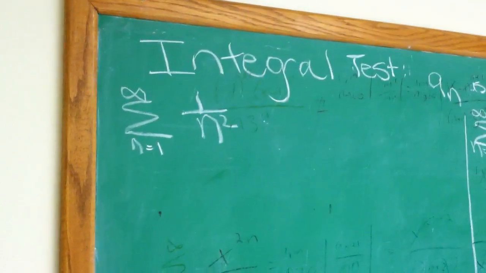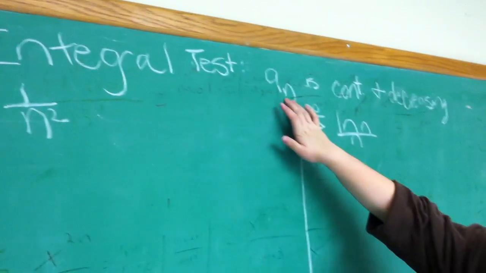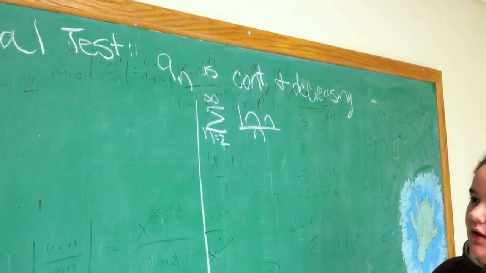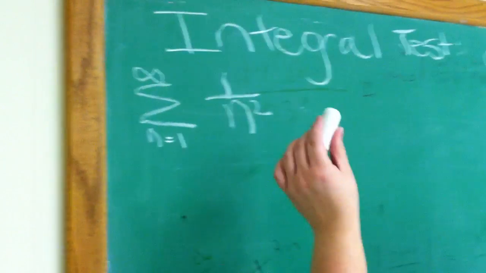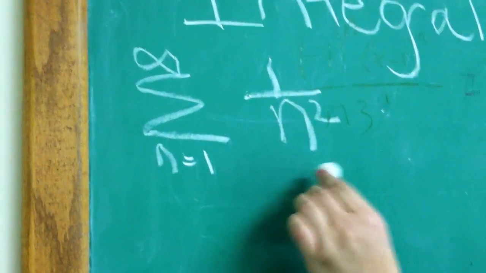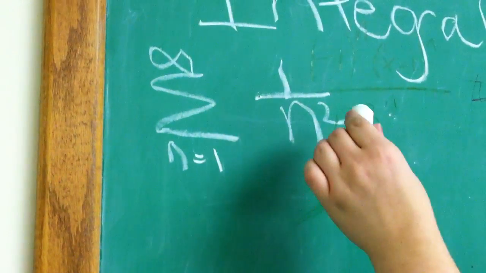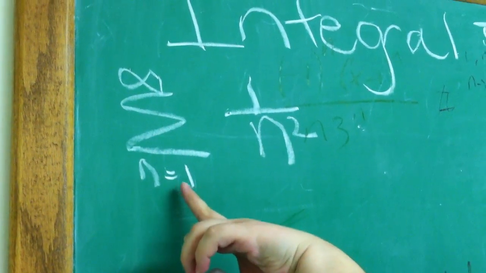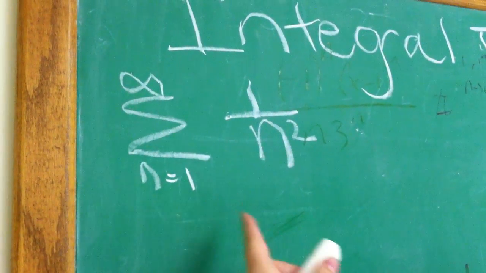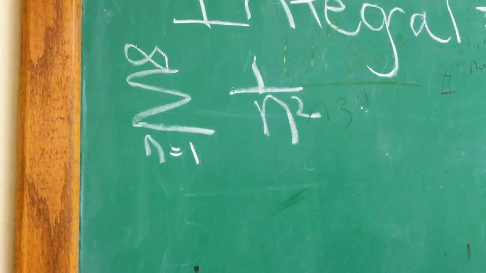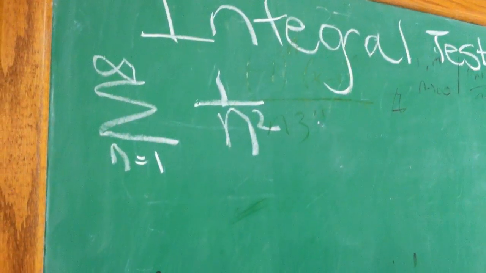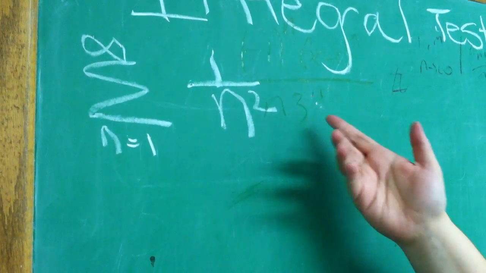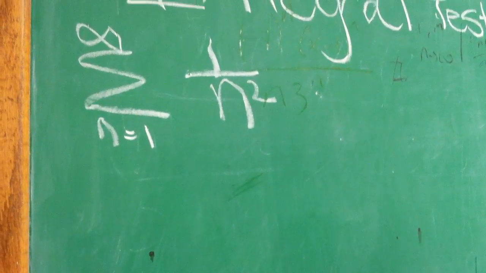The integral test can only apply if a sub n is continuous on our interval and decreasing. So we're going to start with the sum of 1 over n squared. We know this is always continuous except at n equals 0, but we're starting at n equals 1, so we don't have to think about that. And 1 over n squared is going to be decreasing because the bottom is going to get bigger faster than the top, because the top won't change.